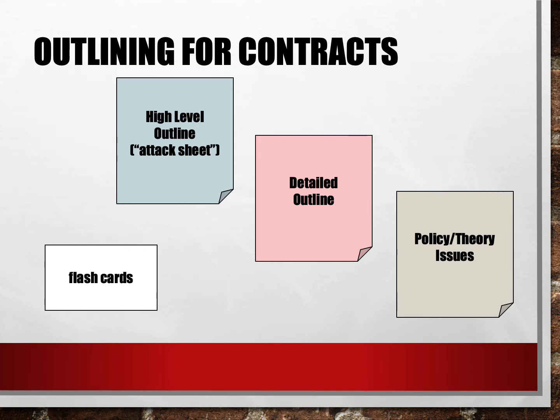I'll then turn to a high-level outline, also known by some as an attack sheet, and then what you might do in a more detailed outline, and then finally an outline or list of policy and theory issues that we address in class and that you might explore or elaborate a little bit further on as we are discussing these issues over the course of the semester. I'm going to take you through each one of these in a bit more detail.